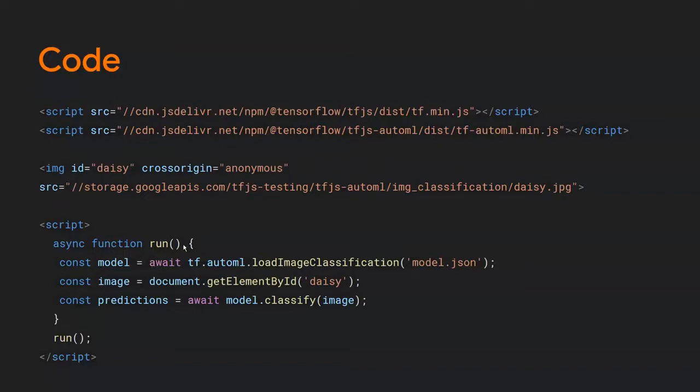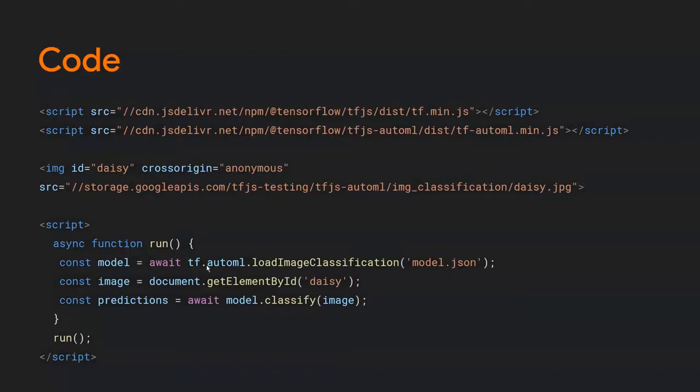And then in just 3 lines of JavaScript below, we can now classify the image. So the first thing we do is we wait for the model to load. So we use tf.automl.loadImageClassification, and we simply pass it a reference to the model.json file that you would have downloaded from Cloud AutoML. And that can be hosted on your CDN or your website or wherever you so desire.